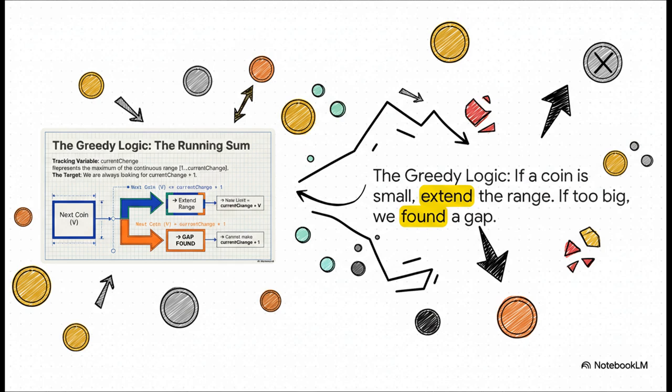We're going to use just one variable, let's call it current change, to keep track of the change we can create. And for each coin, we ask a simple question. Is this next coin small enough to help us make the next value in our sequence? If it is, great, we extend our range. But if it's too big, it creates a gap. And that gap, that's our answer.